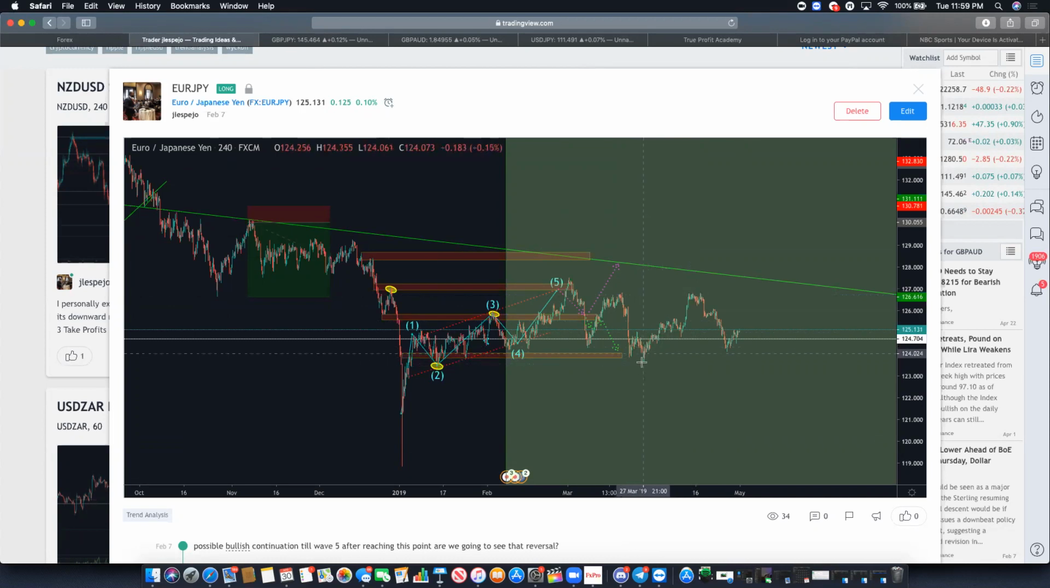Guess what we have now? We have a new impulsive wave here. Here's the first wave. Here's the retest. Here's the third wave. Here's the retest. Explains why the market made this extended push. What did the market do now? A, B, C, D, right?